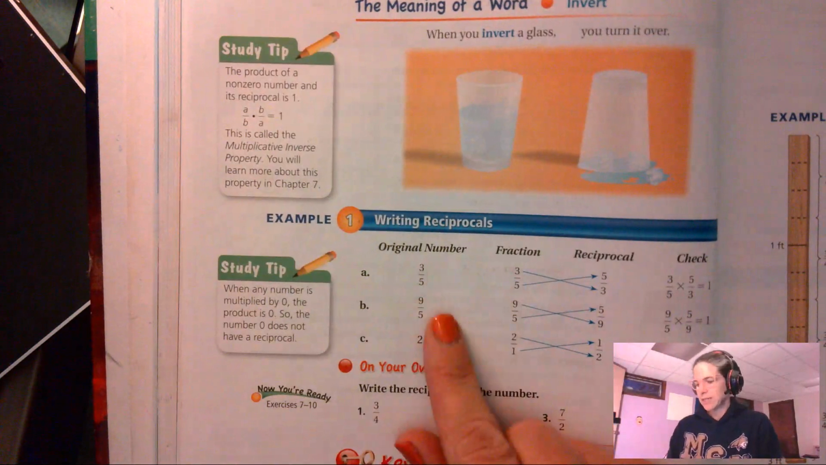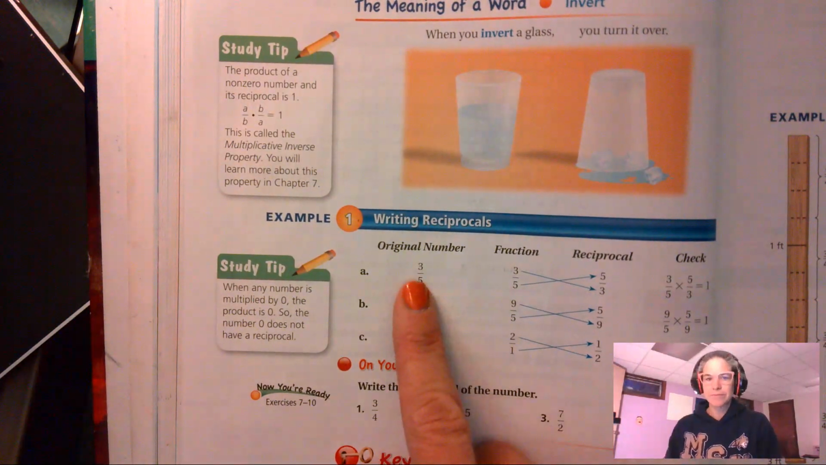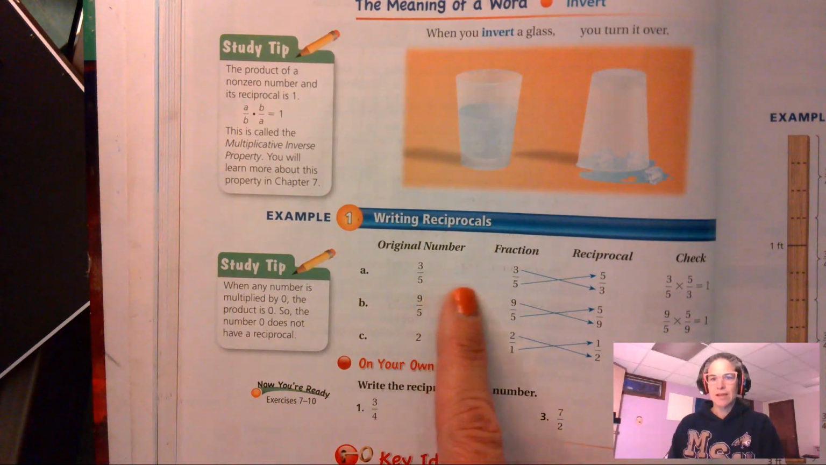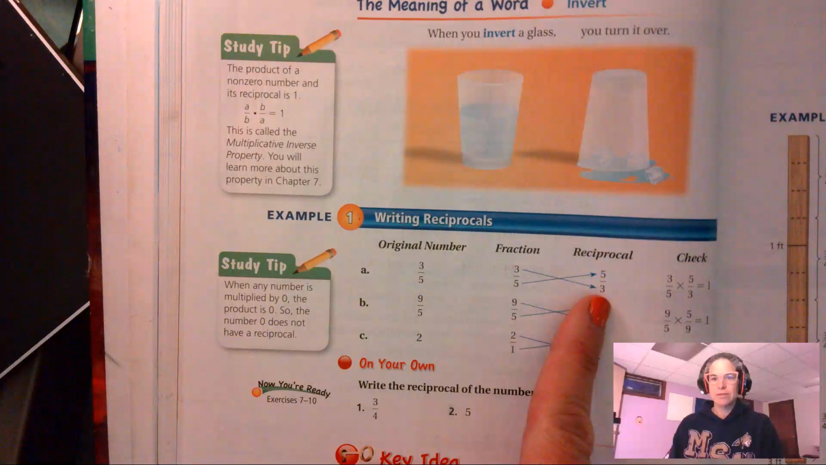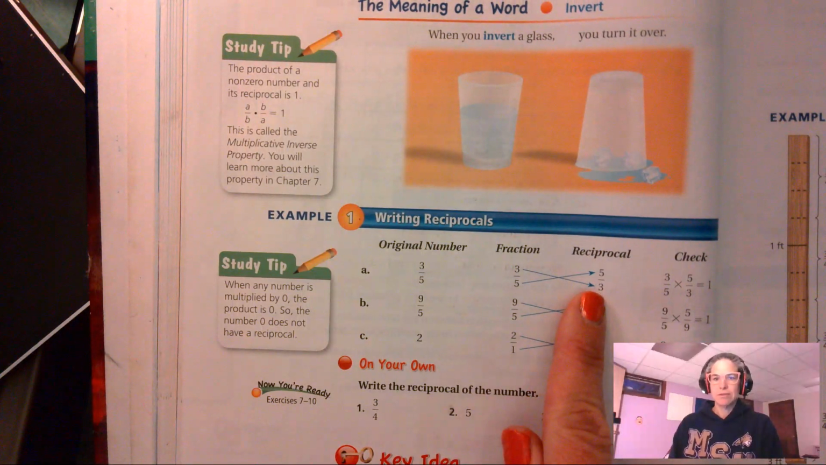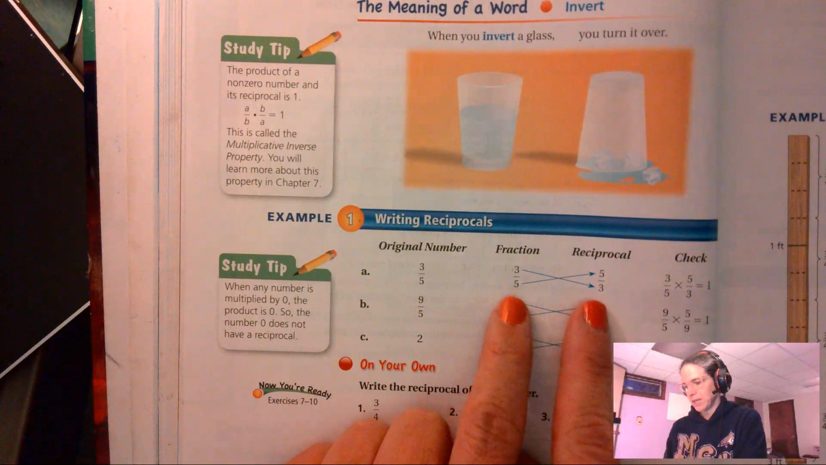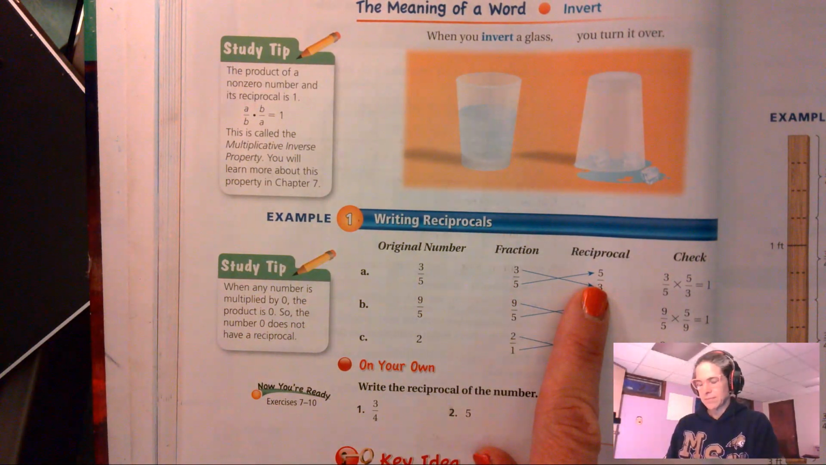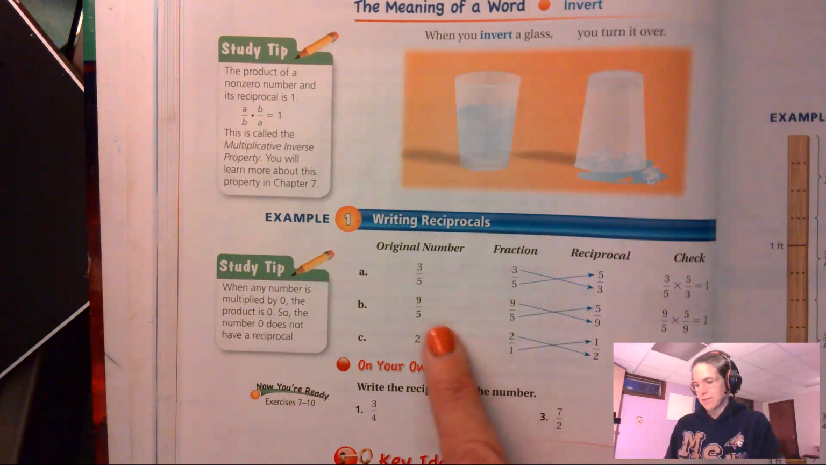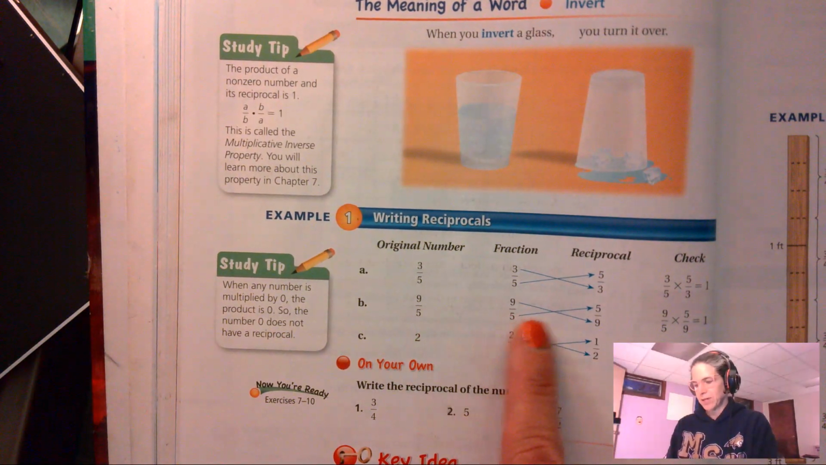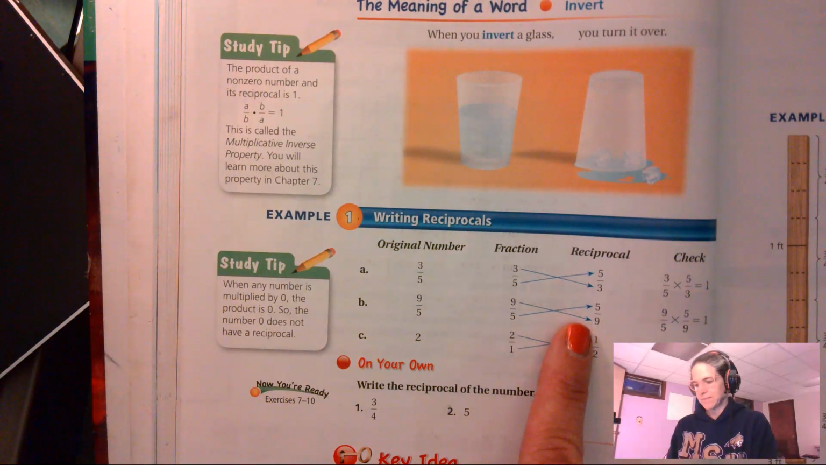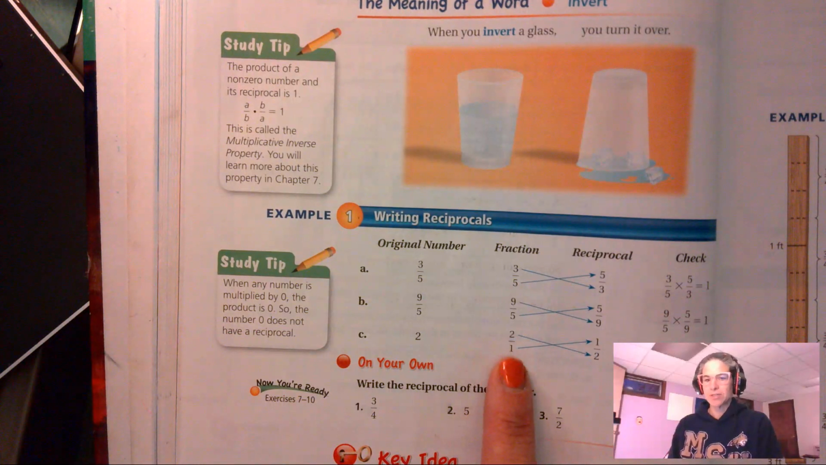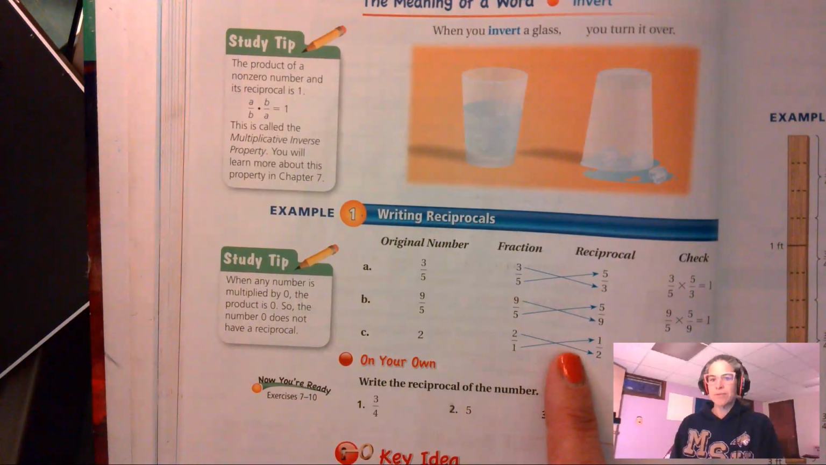All right, so we're going to look at some practices of writing the reciprocal. We start with our original fraction of 3/5. When you write the reciprocal, it's 5/3. So literally the 3 became the denominator and the 5 became the numerator. That's it. So 9/5, when you write it as a reciprocal, it's 5/9. 2 is a whole number. When you write 2 as a fraction, it's 2 over 1. When you write it as a reciprocal, it's 1/2.